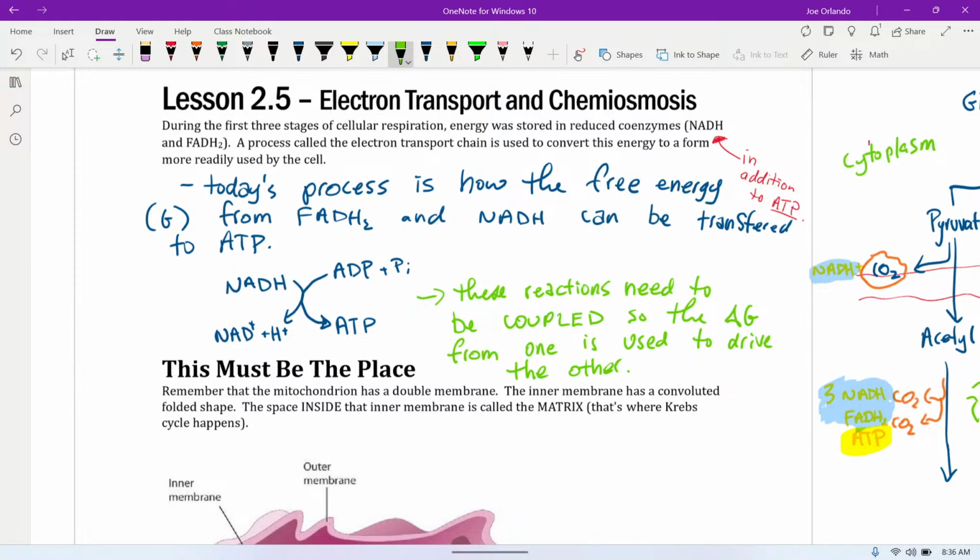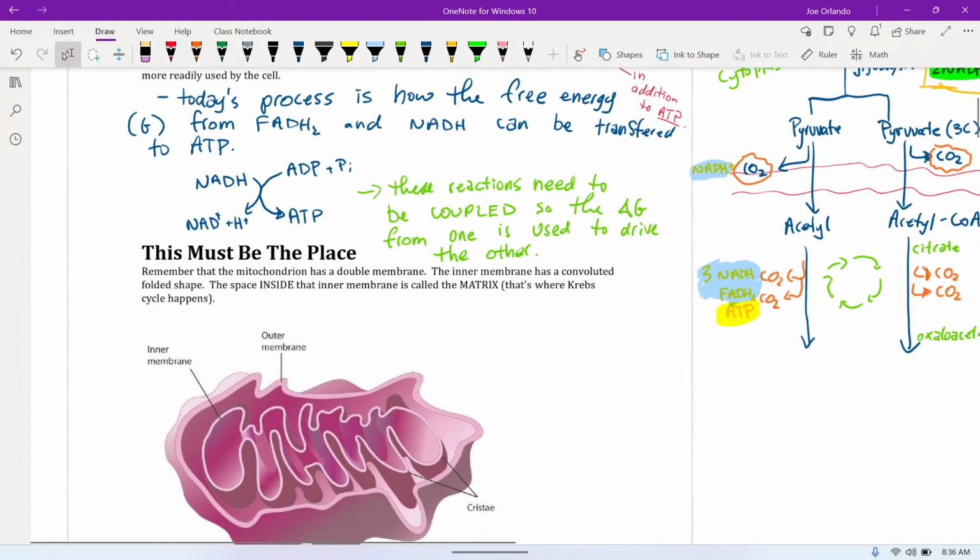So as we've been doing all along, we want to be able to do this reaction, have there be a change in free energy. In this case, it'll be negative because that energy will be released to the surroundings. And then we want to couple that with this reaction so it can have a positive delta G and take that energy and store it as ATP. Because again, ATP is what we call the cellular battery or the cellular currency of energy.